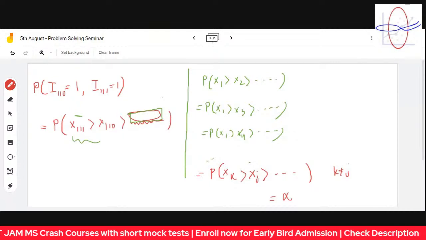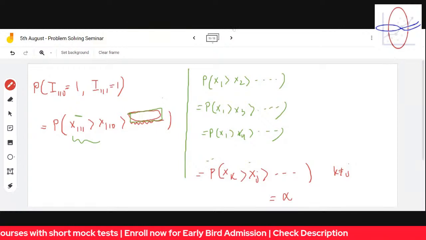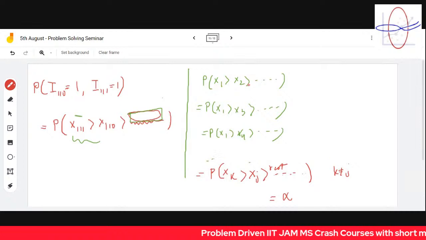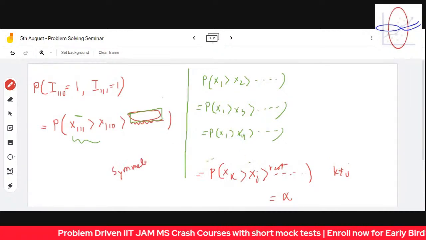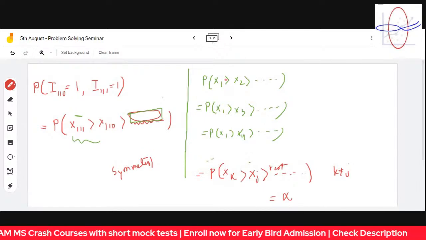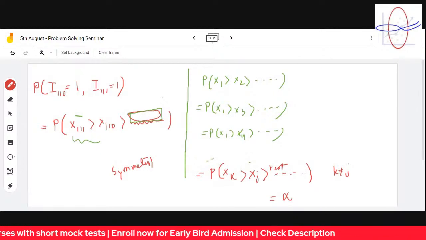Did you understand this, guys? That probability xk greater than xj greater than all of the rest of them is the same for any case. All the values are the same because of the symmetry. Since x1 and x2 are IID, there is no relationship between them, so you can actually interchange and rename any two of them.